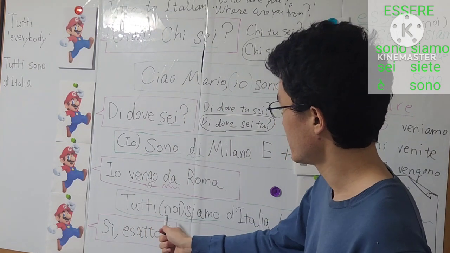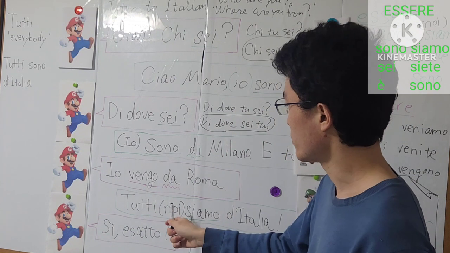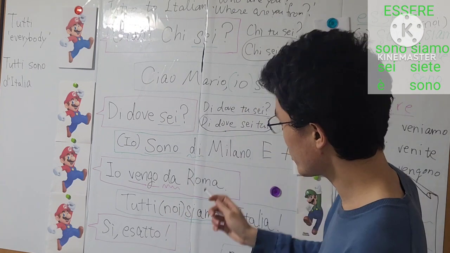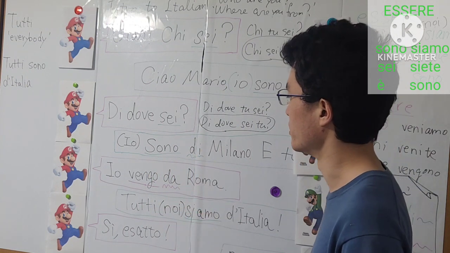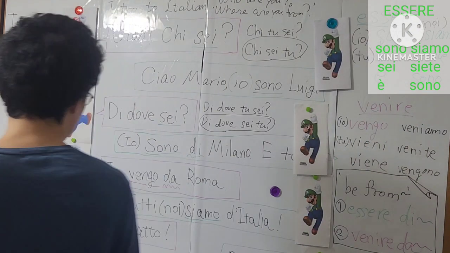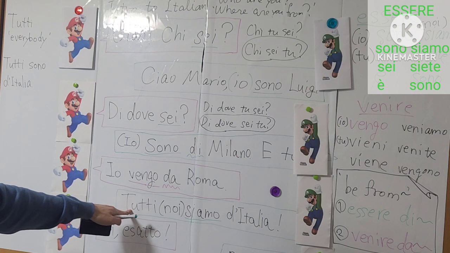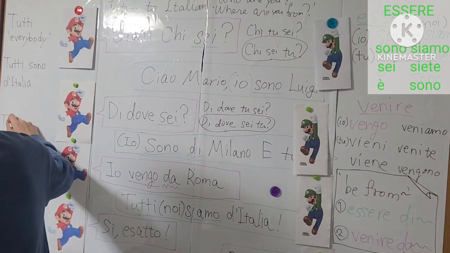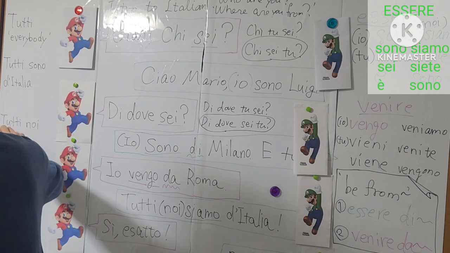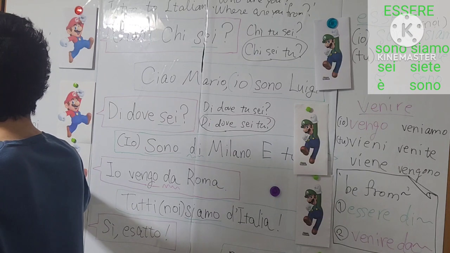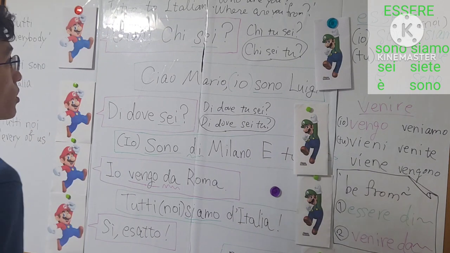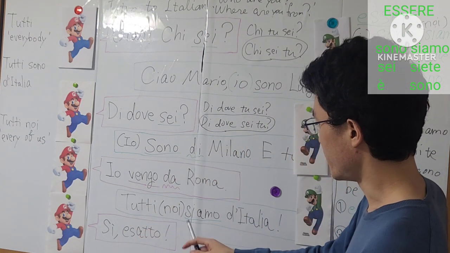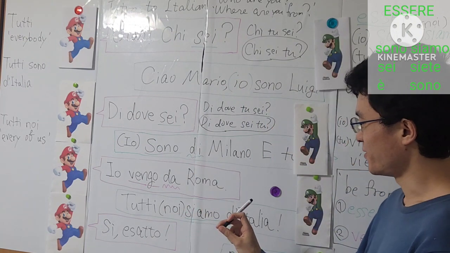But in this case, the verb and the personal pronoun, optional, is are first person plural, first person, not third person. Yeah, despite the fact that tutti is placed here, tutti noi means every one of us. Every one of us is from Italy.